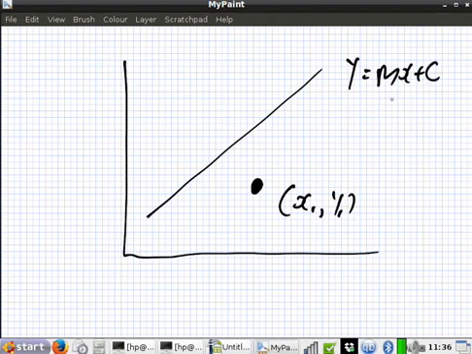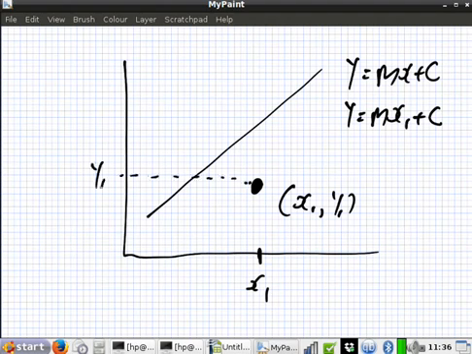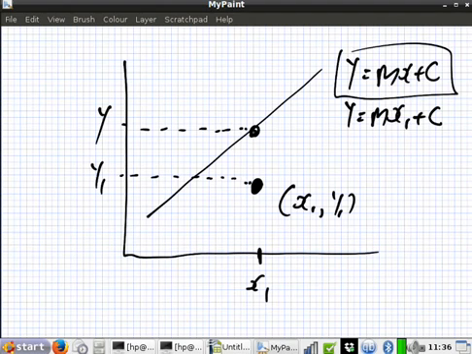If I put in here x1, y equals mx1 plus c, what do I get for y? Well, if I put in x1, I don't get y1, I get this point here, y. Can you see that? Because this is the line, and I'm putting my point in the line, so I get this value here. So this distance here is like the uncertainty. It's the difference between what you expect and what you got.